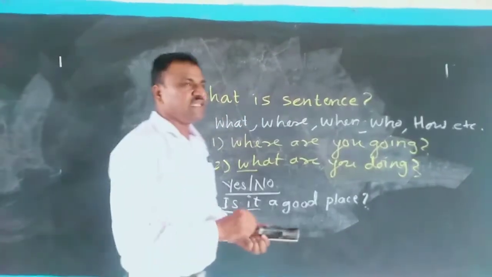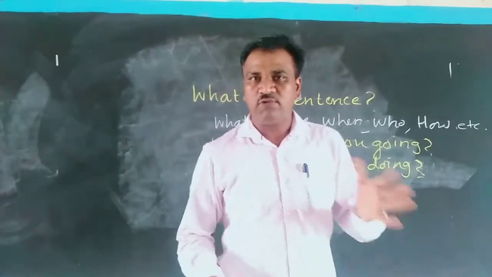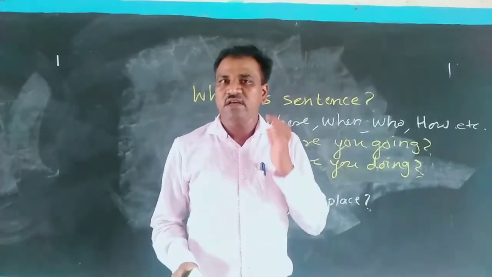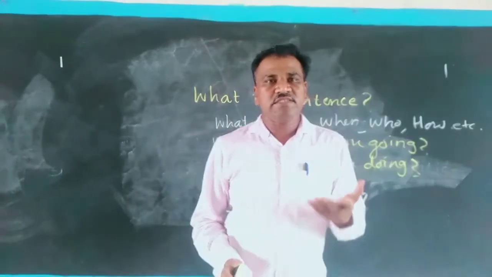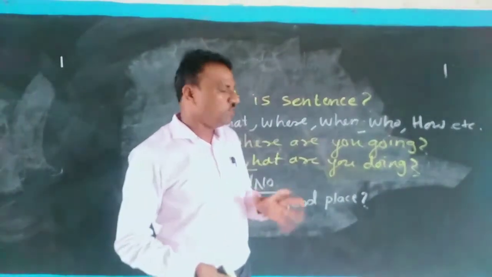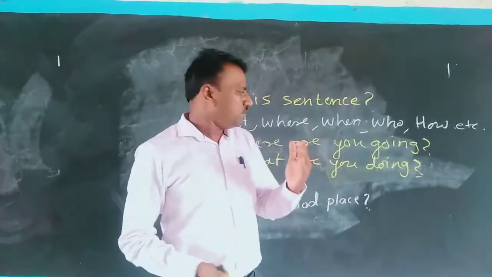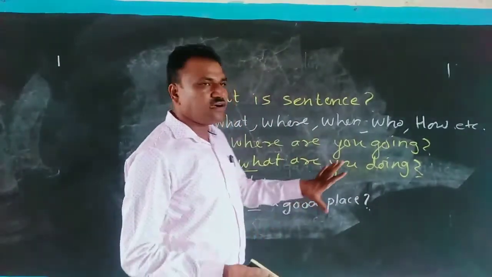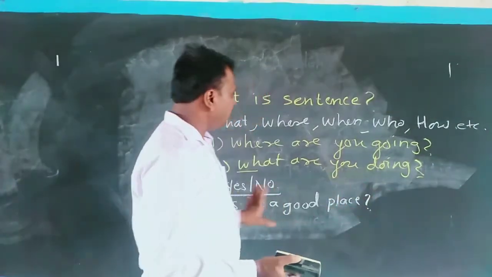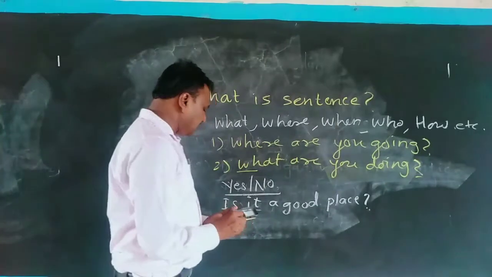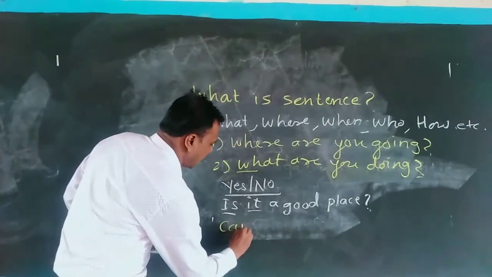Is it a good place? In English, there are many auxiliary verbs: am, is, are, was, were, have, has, had, do, does, did, and modal auxiliaries can, would, may, might, shall, should, will. We bring these auxiliaries to the front and frame an interrogative sentence. For example, here I have one with is. You can also use can.